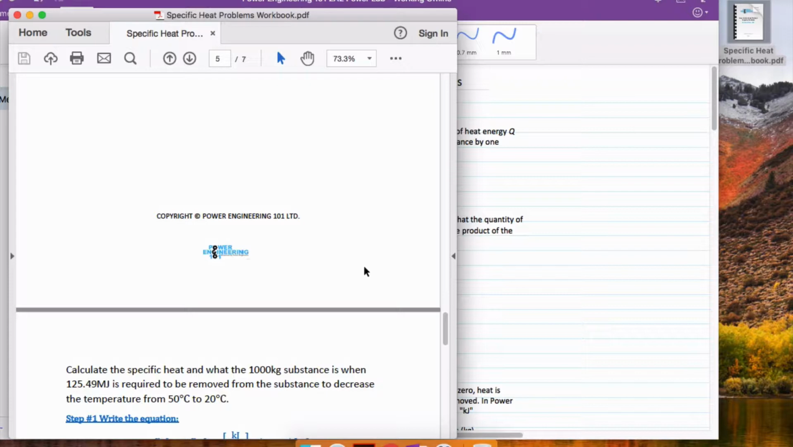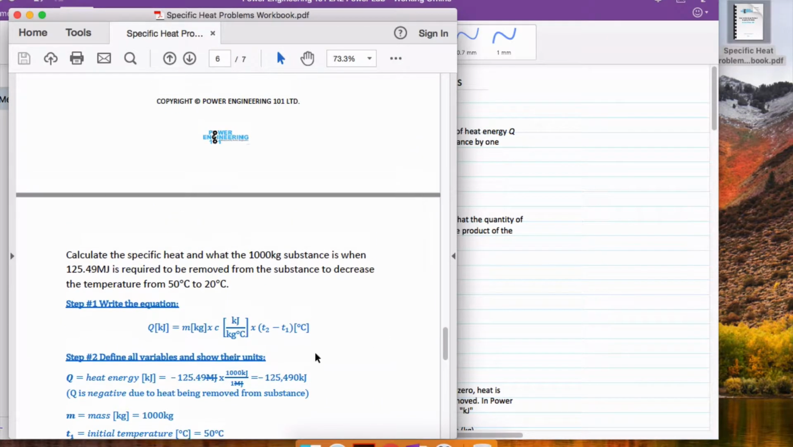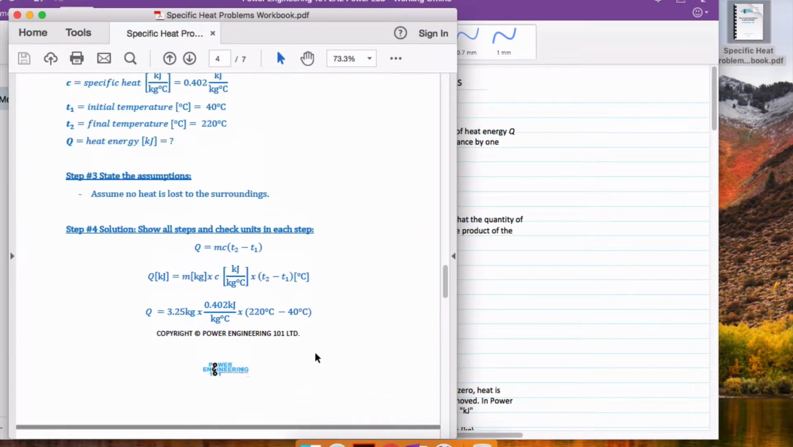I see a lot of people in our online course end up getting a negative value for the specific heat. In the training today, I'll cover the two most common mistakes that I see them make, and it's also highlighted in here for you guys. So I recommend that you print this off and work through these problems a couple of times.